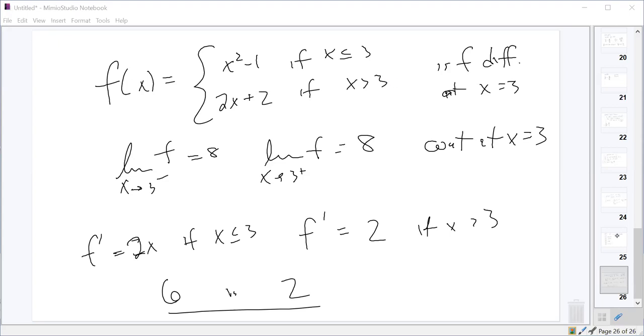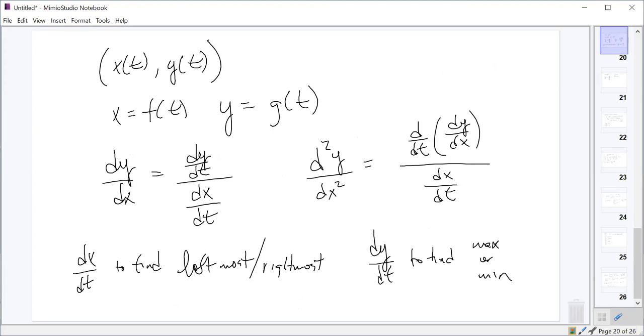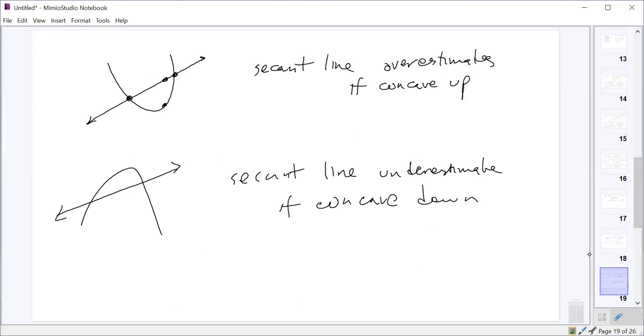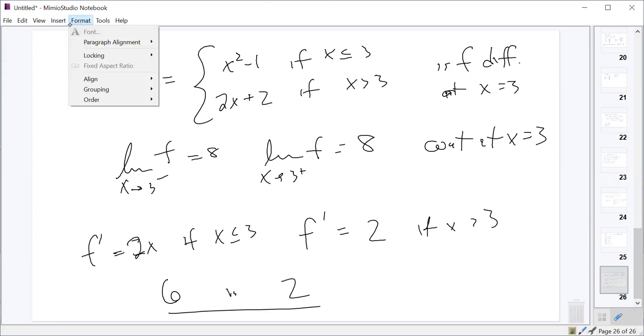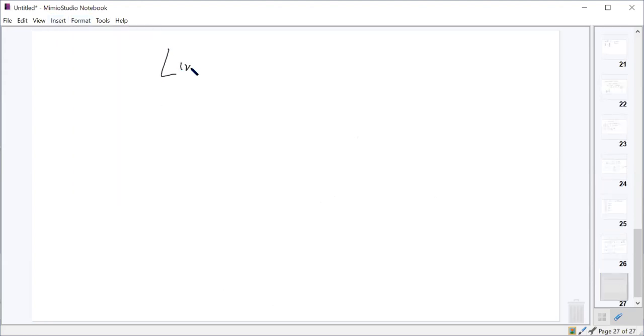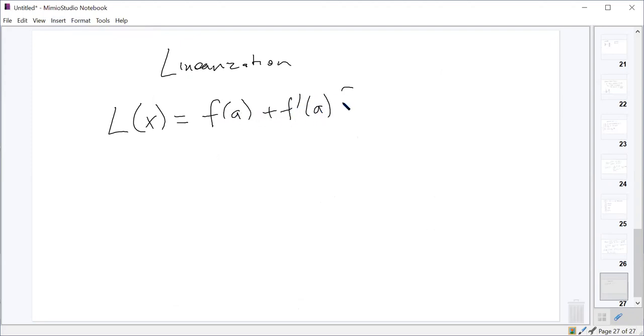So going back, what was the last time we talked about derivatives before we moved over to parametric? This tangent line stuff. Okay. So another thing to remember here about your derivatives is the idea of linearization, right? And you want to remember the linearization formula. L of x is always equal to f of a plus f prime of a times x minus a.